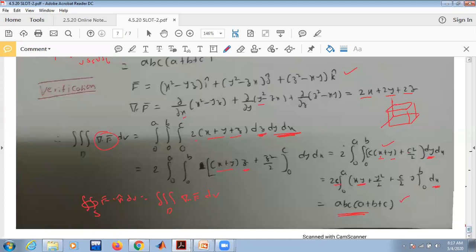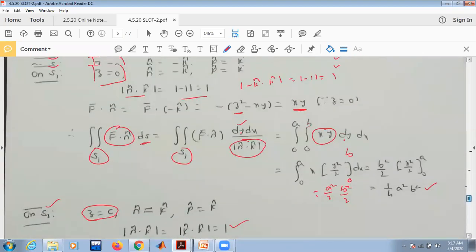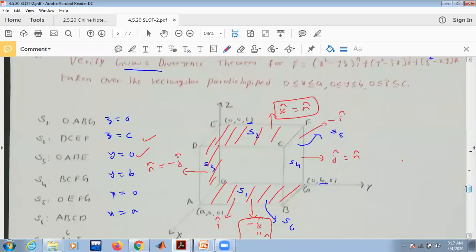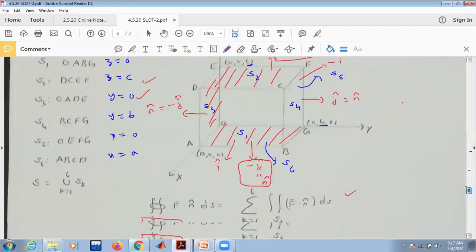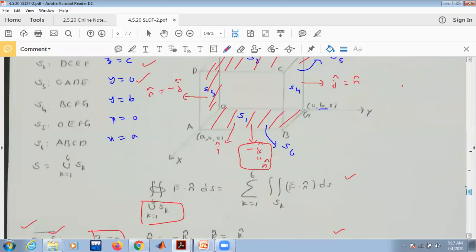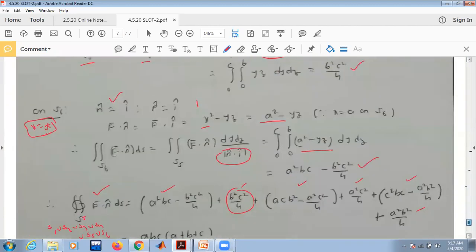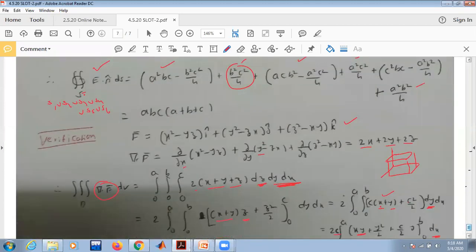So remember that Gauss divergence theorem can be applied only when the surface is a closed surface. If it is an open surface, you cannot apply Gauss divergence theorem. The surface can be a smooth surface or it can be a piecewise smooth surface. If it is a piecewise smooth surface, it consists of several surfaces. Then you have to compute the surface integral on each surface, which is part of that S, and then add all these integrals. And in tomorrow's class, we'll see some more problems on this verification of divergence theorem.